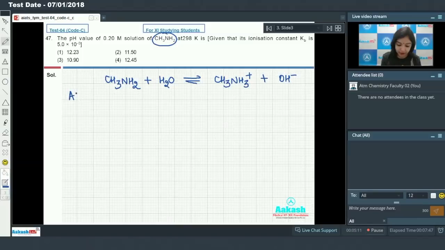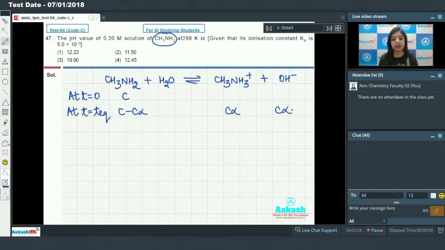Suppose we first see that at t equal to 0, means initially, we have C molar concentration of methylamine. Now at t equal to equilibrium, it will become C minus C alpha, and here it will be C alpha and C alpha. So now the concentration of OH negative, which is equal to C alpha, I can write it like this, it is equal to square root of Kb into C. I hope this is clear to you.